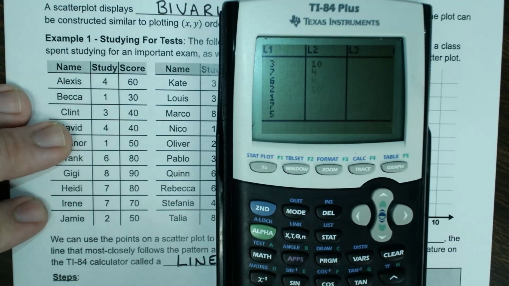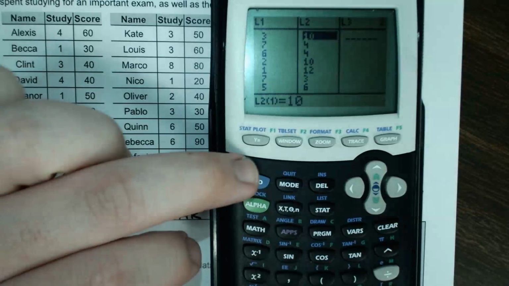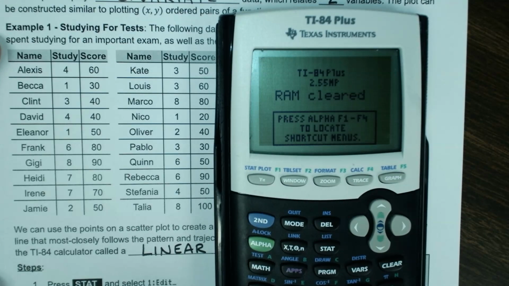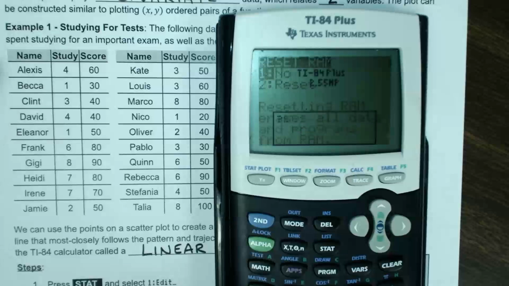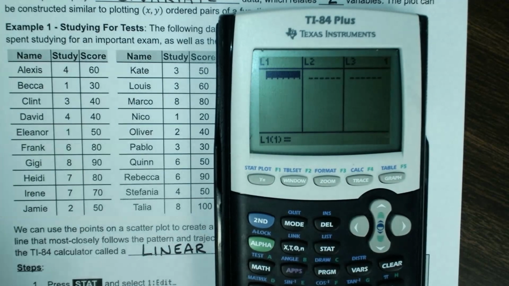Now, I probably got stuff already typed in from my last class, so I'm going to go ahead and clear my calculator by saying second plus 712 to clear that RAM. Again, that is second plus 712. Carefully type all of the hours studied in L1.